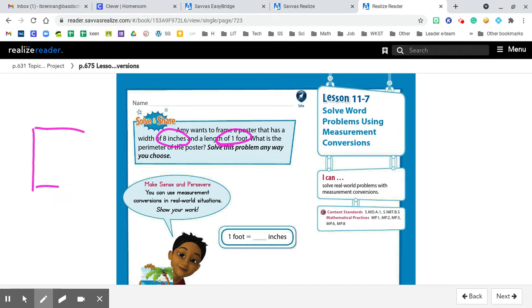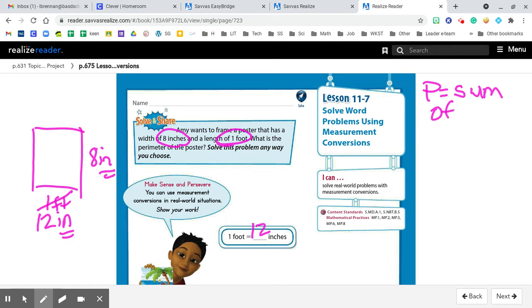So if the poster has a width of 8 inches and a length of 1 foot, we need to convert one of those into the same unit. The easiest thing would be to make the 1 foot 12 inches. So now we've got inches and inches. And remember, 1 foot equals 12 inches. So perimeter equals the sum of all sides. The formula for perimeter is the sum of all sides.